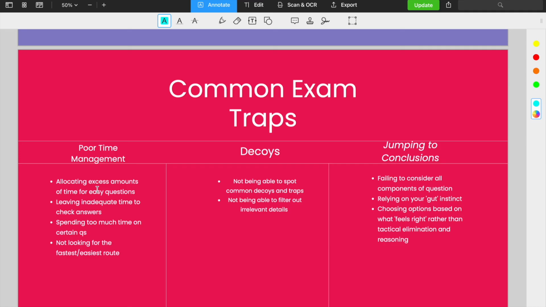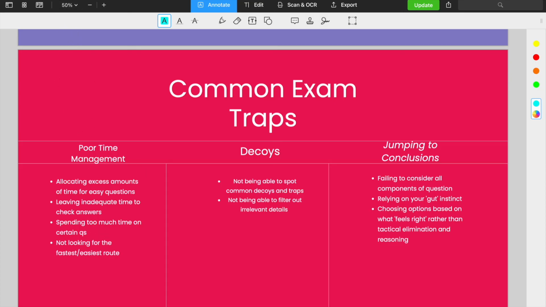You want to aim, and I know this might not be possible, you want to aim for 5 minutes left to check the questions in the end. This might not be possible, but that should be a pretty good goal, okay? Spending too much time on certain questions, and not looking for the fastest, easiest route. Now, my tip for this is always go to the question stem first, and then quickly skim over the options, because then at least you know what you're getting yourself into.